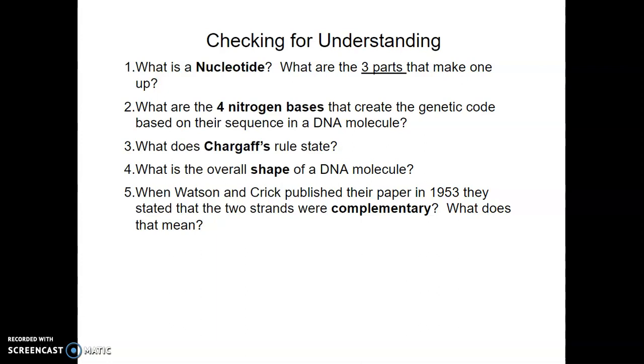All right, guys, use these notes to fill in your student notes and to also take some quizzes and continue on down the page.